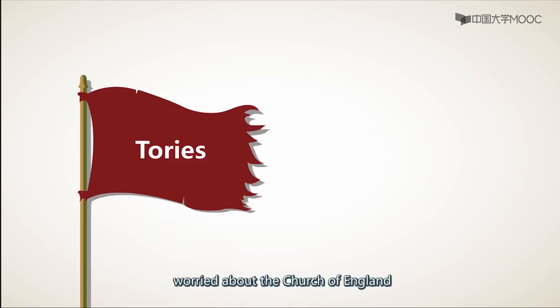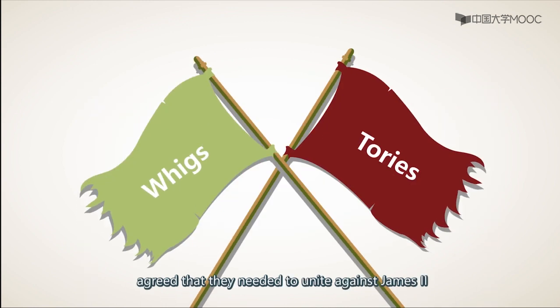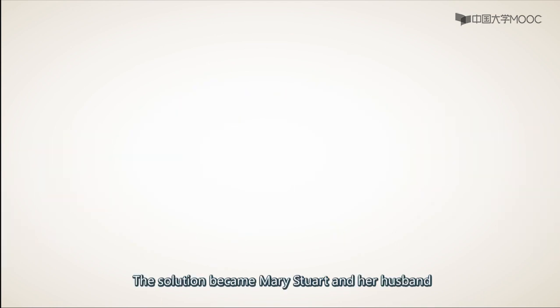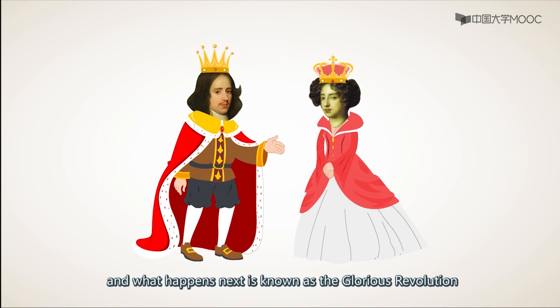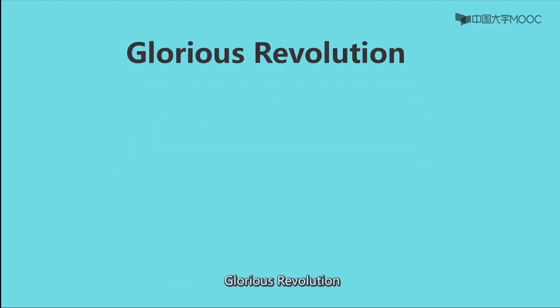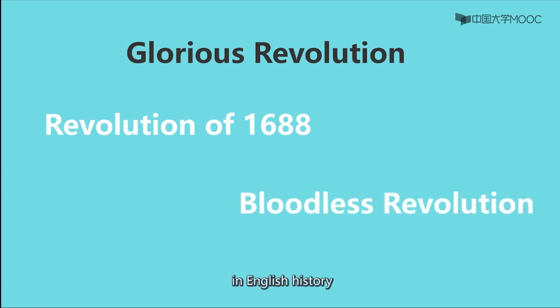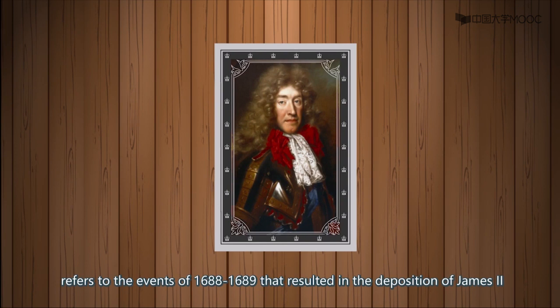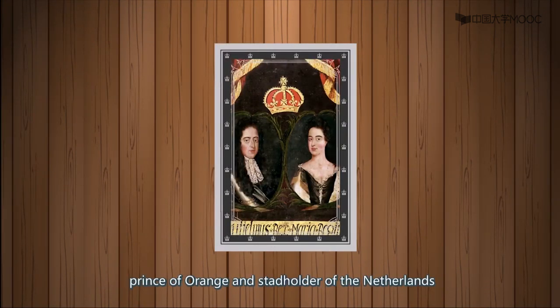By 1688, Tories, worried about the Church of England, and Whigs, worried about the independence of Parliament, agreed that they needed to unite against James II. The solution became Mary Stuart and her husband, William of Orange, and what happens next is known as the Glorious Revolution. The Glorious Revolution, also called the Revolution of 1688 or Bloodless Revolution in English history, refers to the events of 1688 to 1689 that resulted in the deposition of James II and the accession of his daughter Mary II and her husband William III, Prince of Orange and Stadtholder of the Netherlands.